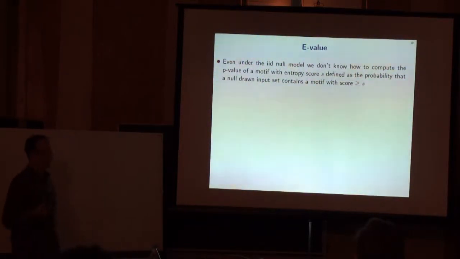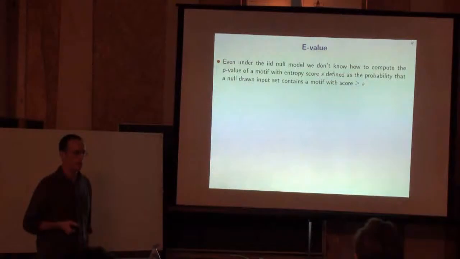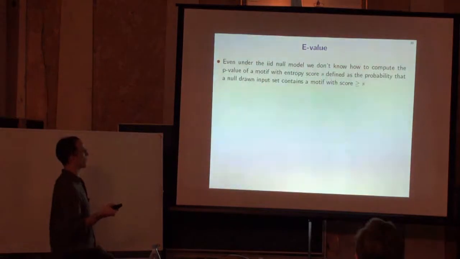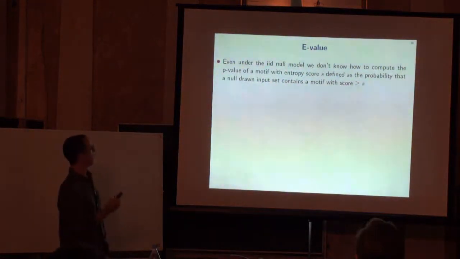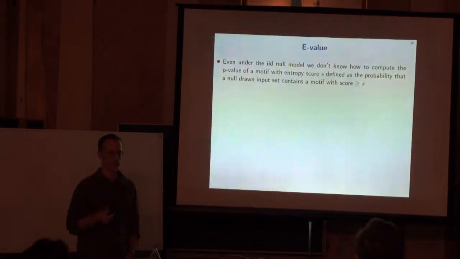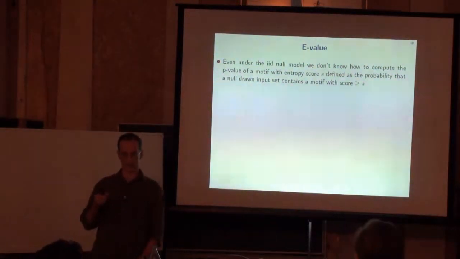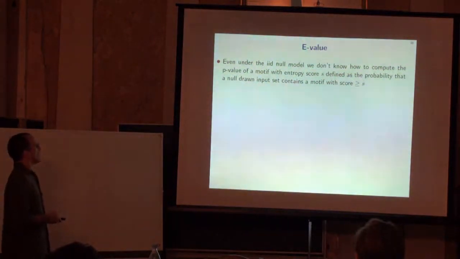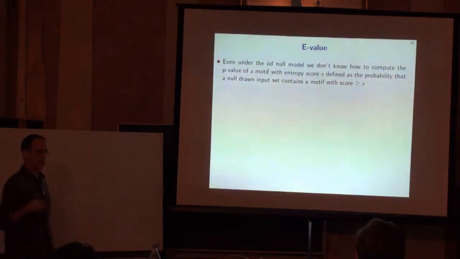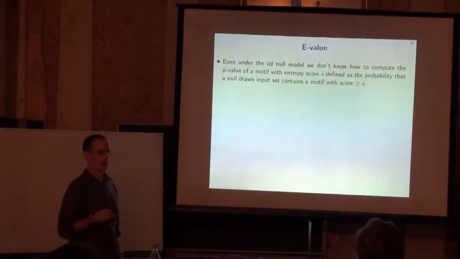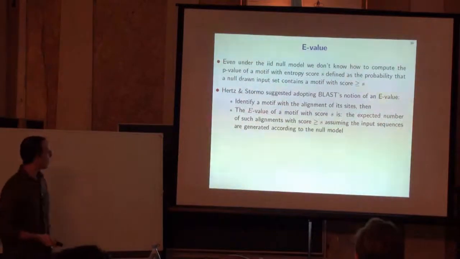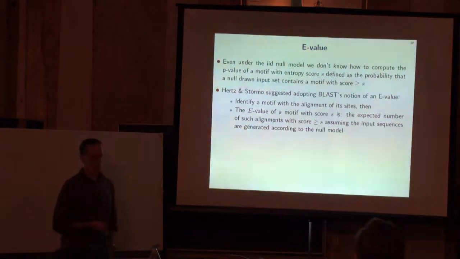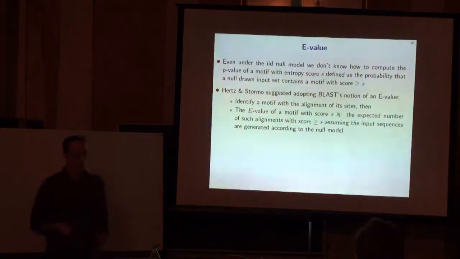Now it turns out that even under this simplified IID null model, we don't know how to compute the p-value of a motif with entropy score S, and by that I mean, what is the probability that a null drawn input set will contain a motif with score greater or equal to S? That's a problem we don't know how to solve. When I say we don't know how to solve, we don't know how to solve it practically. So therefore, Hertz and Stormo suggested adopting the BLAST notion of an e-value to solve this problem.